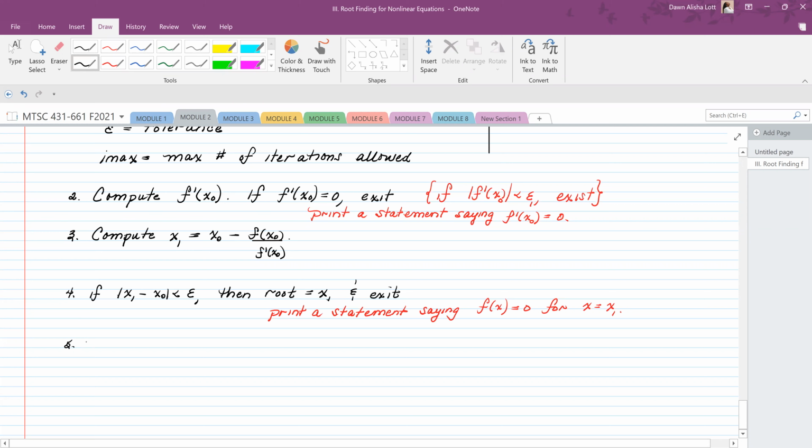Okay, so if the iterate that we just looked at, iter, is bigger than Imax, that means we've already gotten to beyond where we were supposed to go. Then we're going to exit. And here now you're going to print a statement saying that you reached the maximum number of iterations.